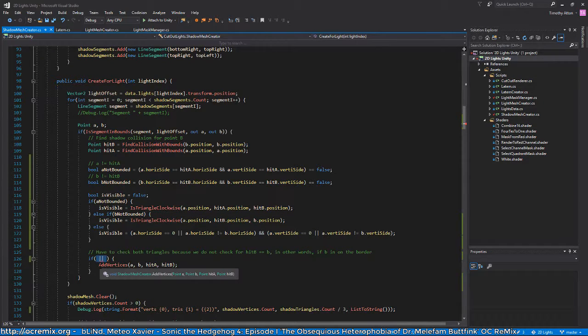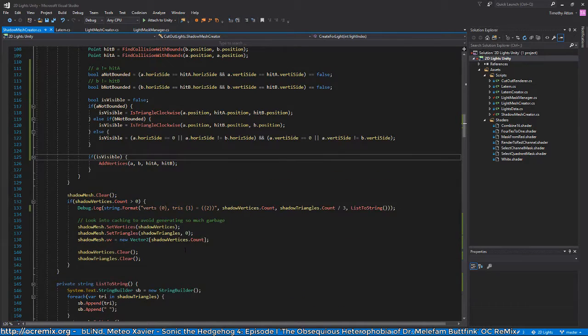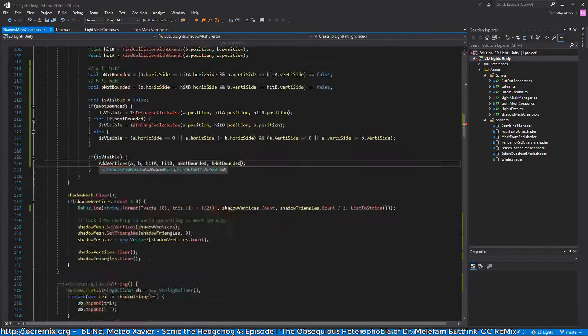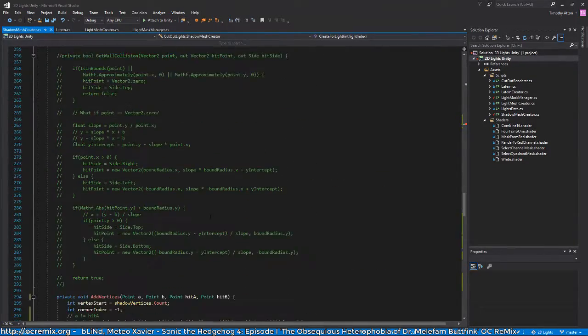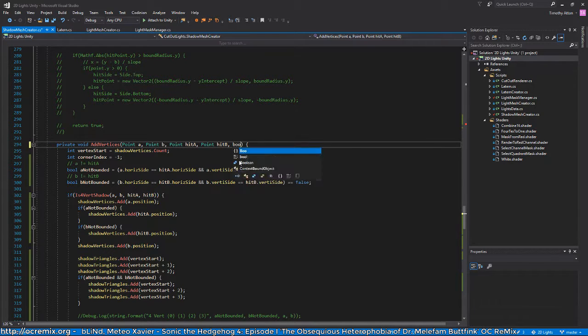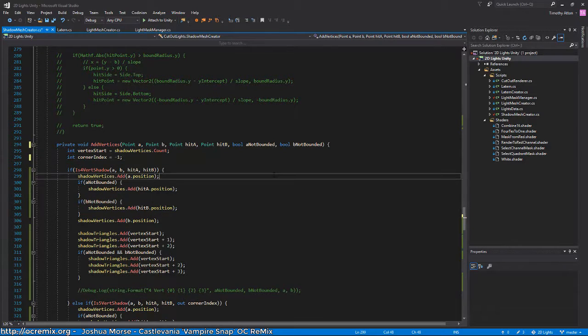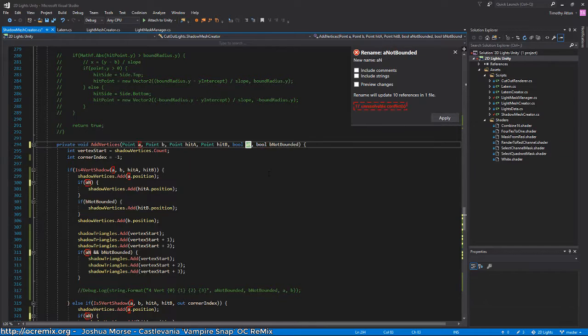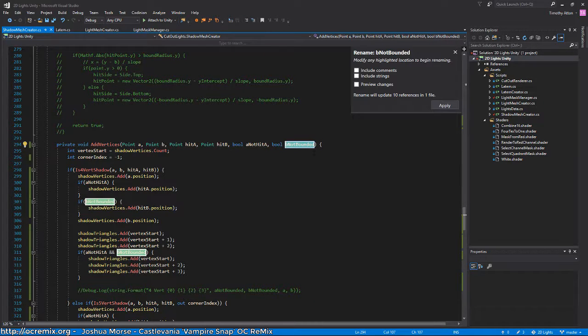And then of course if is visible, get rid of that comment, then we'd add the vertices. Now do I want to pass this code on? I guess I might as well so I don't have to calculate it again, even though it's not very much. Yeah, let's change this. This A not hit A is pretty much what this means.